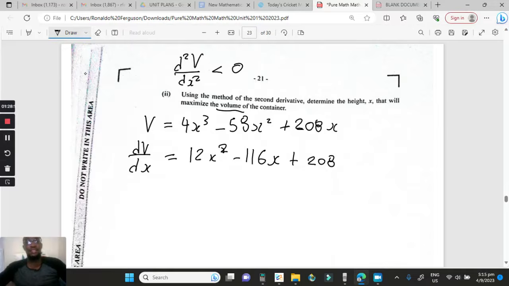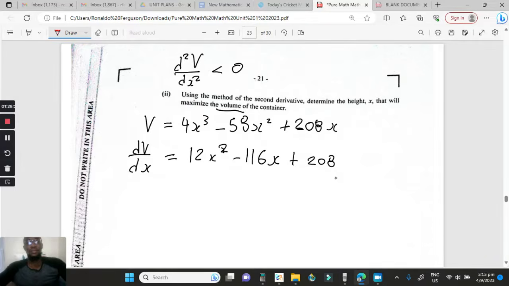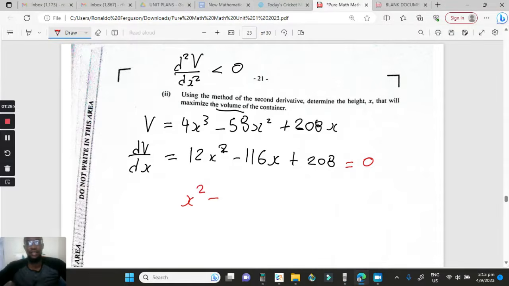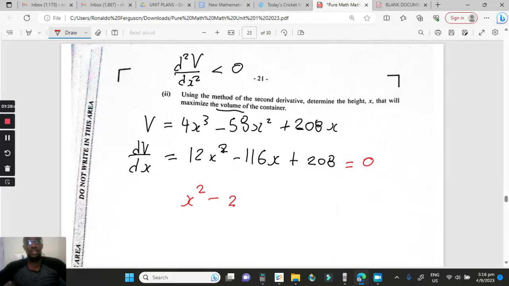Next thing now is you need to solve this equation equal to 0. Now, let's divide through by 12 to let the equation be simplified a bit. So we get x squared minus 116 divided by 12. That one doesn't look pretty. Oh, let's not divide through by 12, 12 is not giving it a pretty result. Let's use 4. 4 is in common.